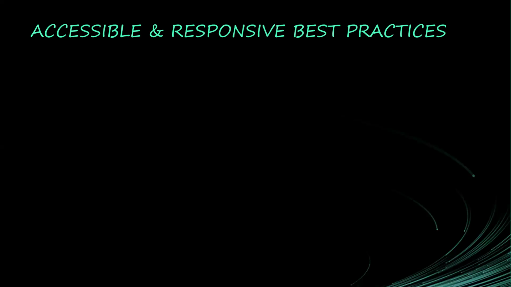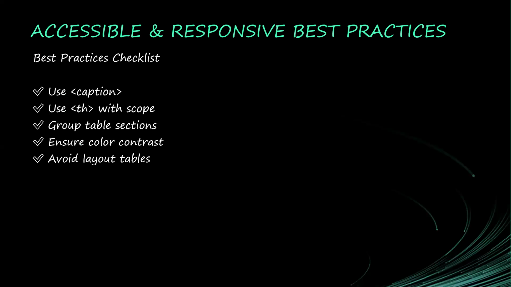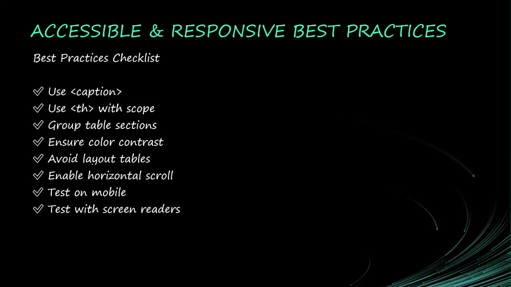Accessibility and responsive best practices: use caption, use th with scope, use grouped table sections, ensure color contrast, avoid layout tables, enable horizontal scroll, and test on mobile before you even host your page. Make sure you test your table on mobile. Test with screen readers, keep data readable, and do not hide essential content.